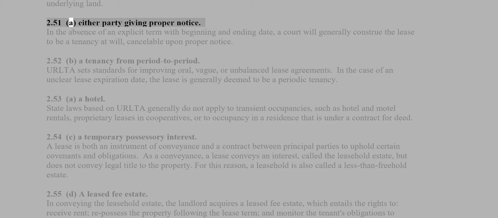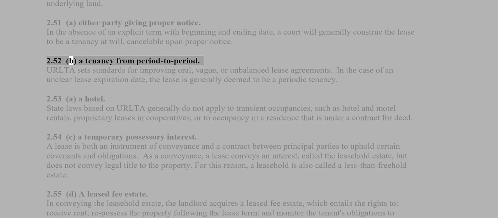2.51 a. Either party giving proper notice. In the absence of an explicit term with beginning and ending date, a court will generally construe the lease to be a tenancy at will, cancelable upon proper notice.